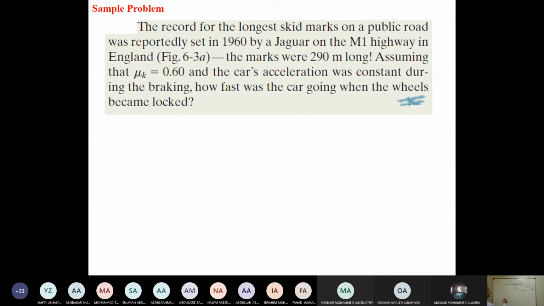Now we know that the kinetic friction Fk, since the object was moving and decelerating, is causing the deceleration. Since this is the deceleration, the acceleration direction would be in the opposite direction. This is one equation by Newton's second law.